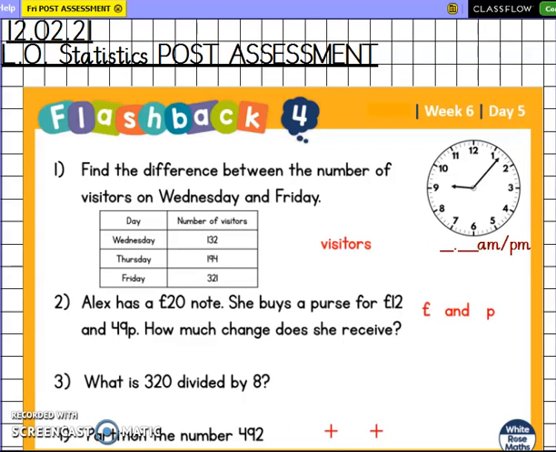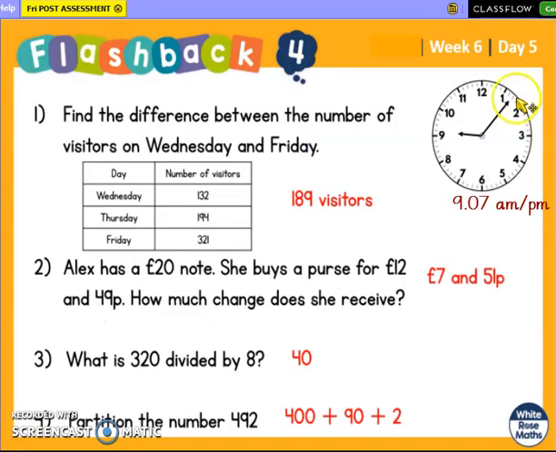Let's see how you did. Mark your answers. Number 1, the answer is 189 visitors. Number 2, she receives £7.51 in change. Number 3, the answer is 40. Number 4, partition number is 400 and a 90 and a 2. And the time is 9:07. It's gone past 9 o'clock and 7 more minutes past.